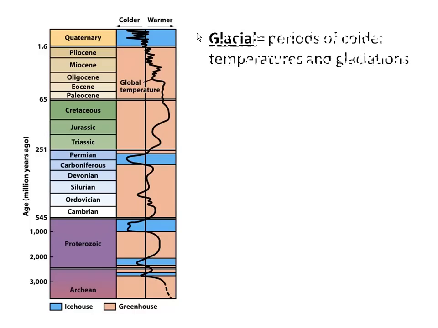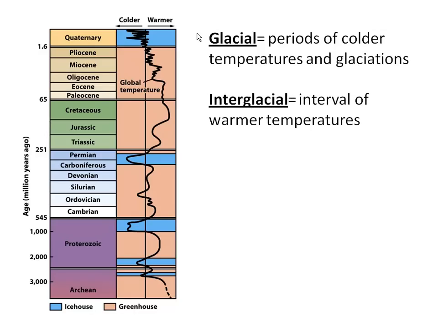We're going to be talking about that one most extensively. A glacial represents a period of time of colder temperatures where we can have glaciations. An interglacial represents an interval of time where we have warmer temperatures. So those are the two terms that we're going to use, glacial and interglacial. We're going to focus specifically on the Quaternary, and the first thing that we're going to actually talk about is the time interval for the Quaternary.